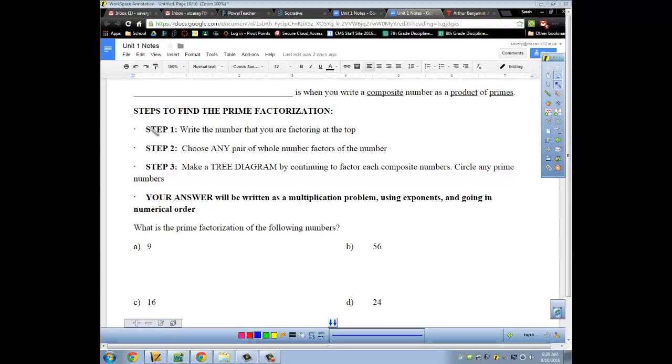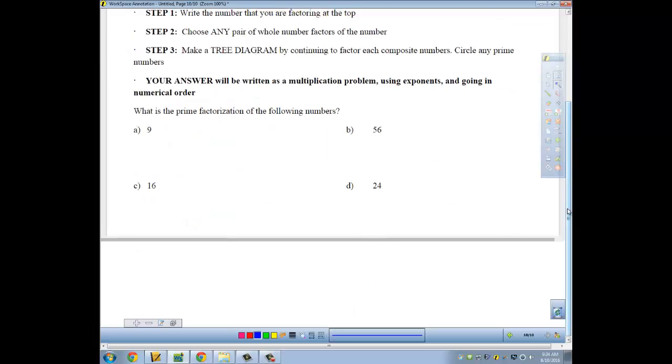So this section is about prime factorization. We've talked about primes, so now we're talking about prime factorization. So prime factorization is when you write a composite number, so a number you can divide by other things, as a product, so we're going to be multiplying, of primes. We're going to be multiplying primes. So I laid out some steps for you. Step 1 is to write the number that you are factoring at the top.